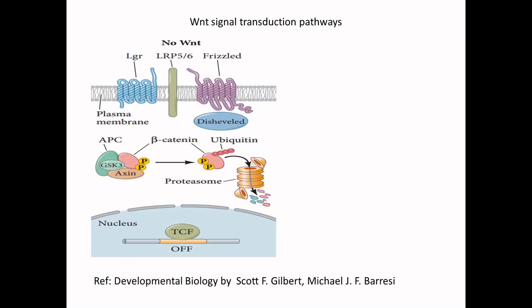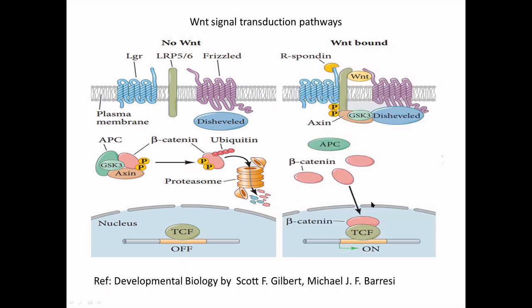Now let's talk about the Wnt signal transduction pathway. On the left side, when Wnt is not present, Frizzled is deactivated. Therefore, Dishevelled is also deactivated. GSK3 kinase phosphorylates the beta-catenin and APC polyubiquitinylates the beta-catenin. Therefore, the beta-catenin is tagged for proteasomal destruction. Consequently, the downstream gene is not activated.